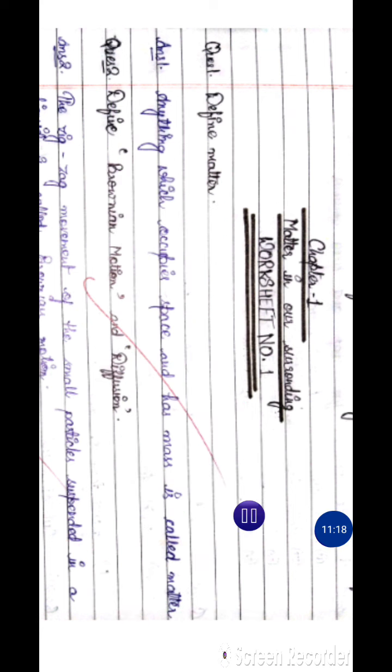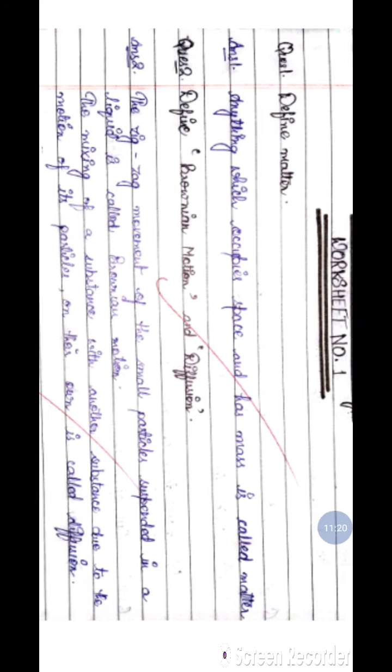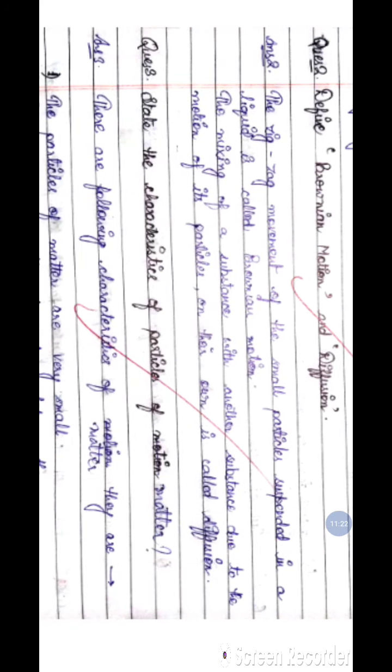Large particles are easy to see, but if you are looking at a small particle, somebody might say it has no mass and does not occupy space. But even the smallest thing can occupy some space and have mass, and that is referred to as matter. So don't forget that. Now let's come to the second question.